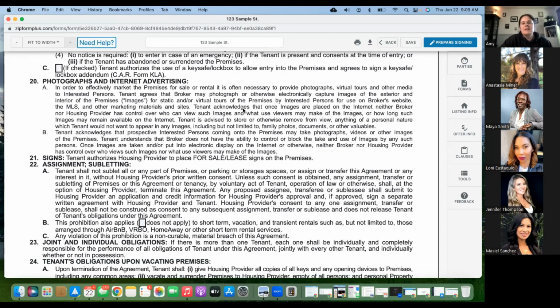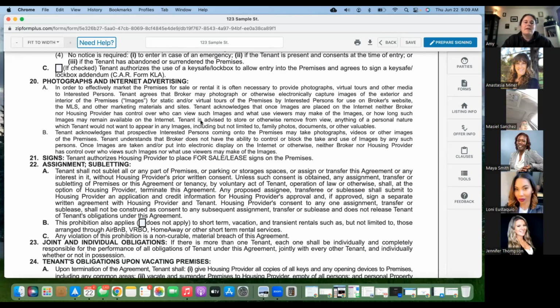Tenant acknowledges that once images are placed on the internet, neither broker nor housing provider has control over who can view such images and what viewers may make of the images or how long such images may remain available on the internet. Tenant is advised to store or otherwise remove from view anything of personal nature for which the tenant would not want to appear in images, including but not limited to family photos, documents, and other valuables.